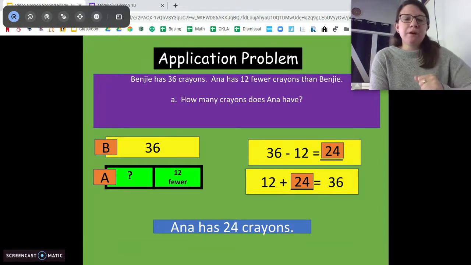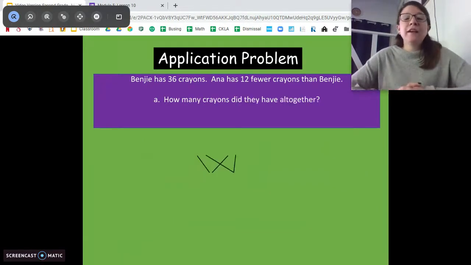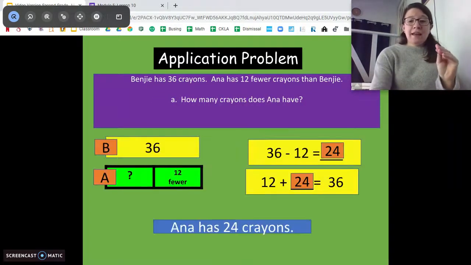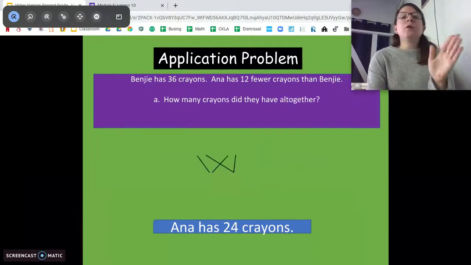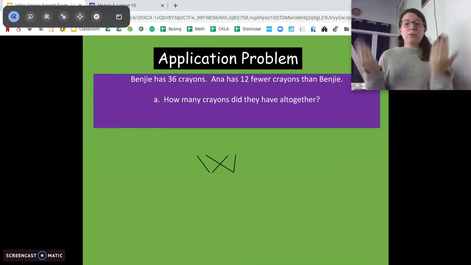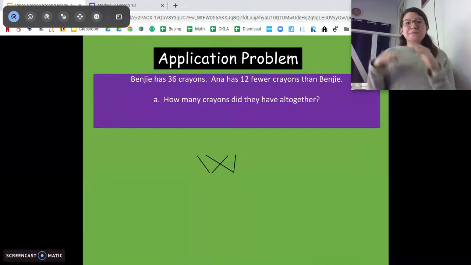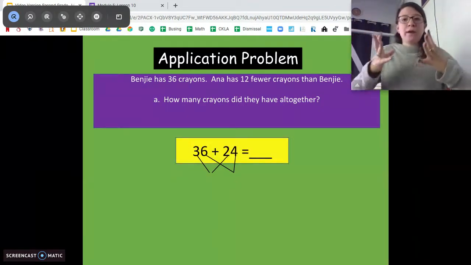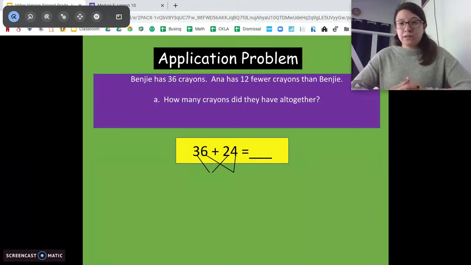All right, second part. How many crayons do they have all together? So Benji has 36 crayons. Anna had how many crayons? 24. Good. So how many crayons do they have all together? If we're wanting to find all together, if we're wanting to find a total, are we adding or subtracting? Adding. Good. Go ahead and solve whatever way works best for your brain. 36 plus 24. Pause. Come back when you're done.